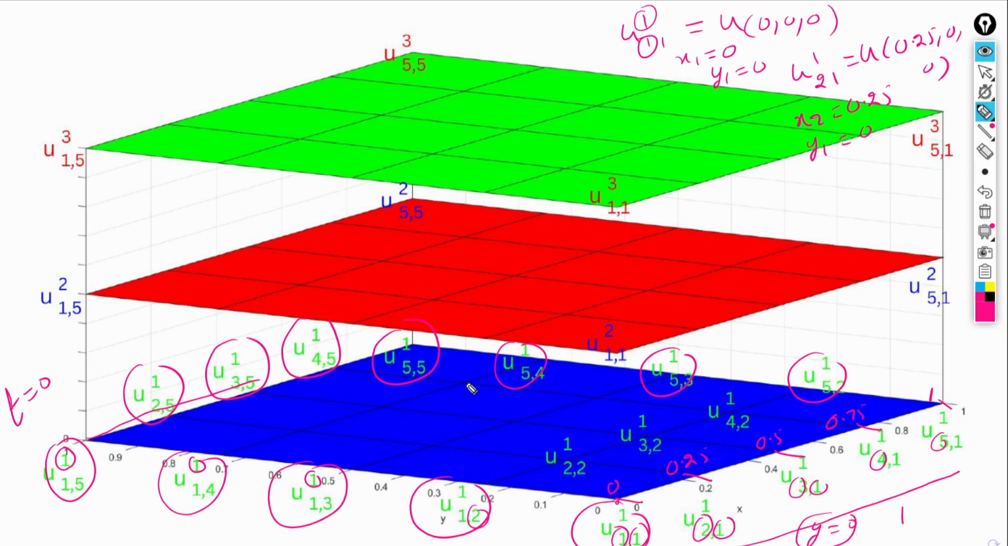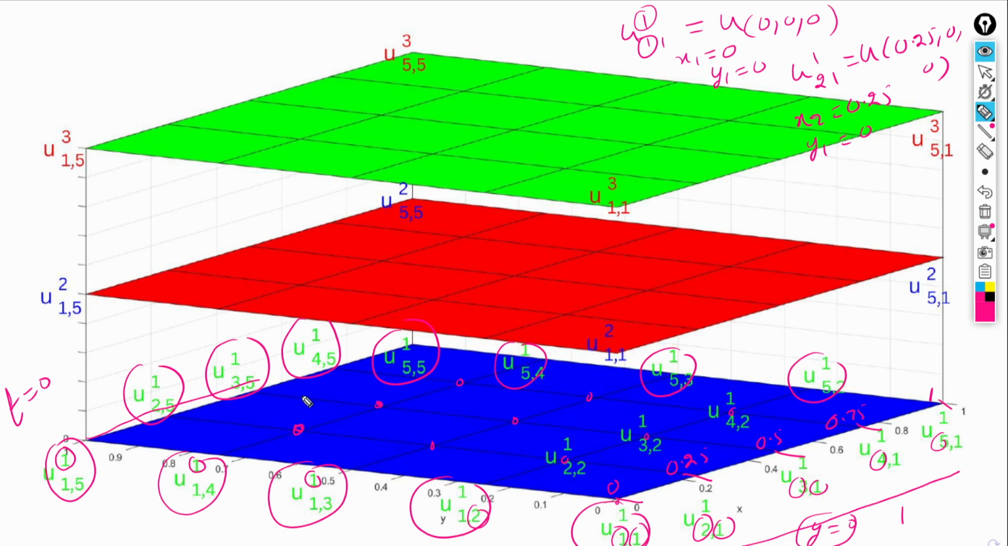We are given all the boundary values, and in the blue plane these are the initial conditions. At this place we need to apply the initial condition, and by applying it we can easily compute all the points inside this plane as well as the boundary points. This is a very simple way to compute all of this after applying the initial condition.